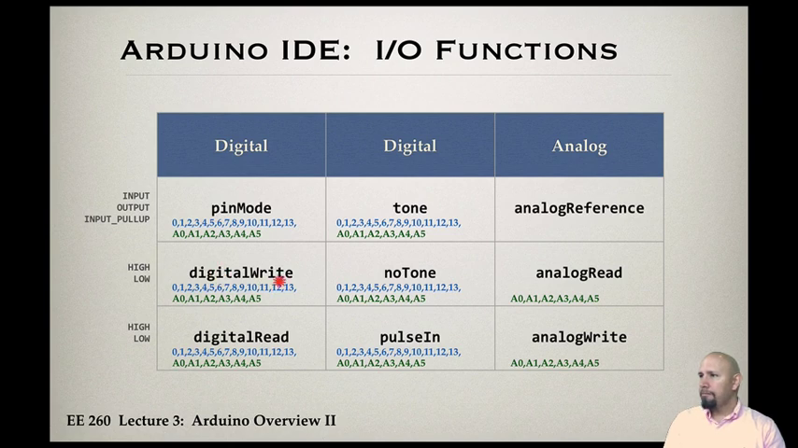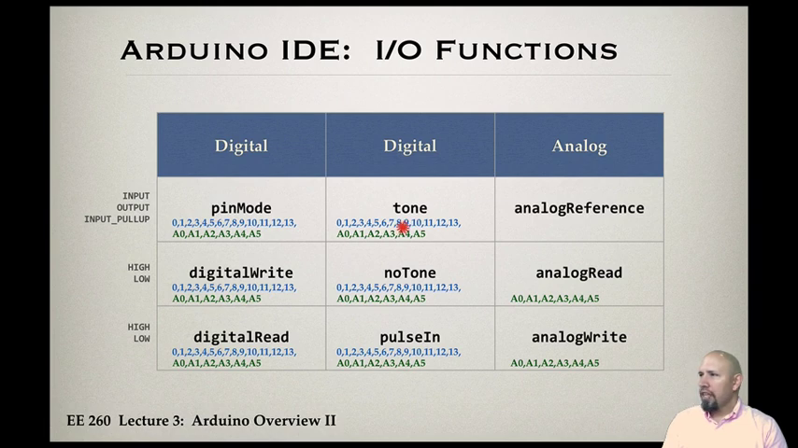Digital write. Here I can actually output a high or a low value for any of these pins. So it works with all of these pins. If I want to use it for analog outputs, I would specify that as A0. So that's digital write. Digital read, again, when I read, I will either get a high or a low. And again, I can use any of the digital pins or analog pins.